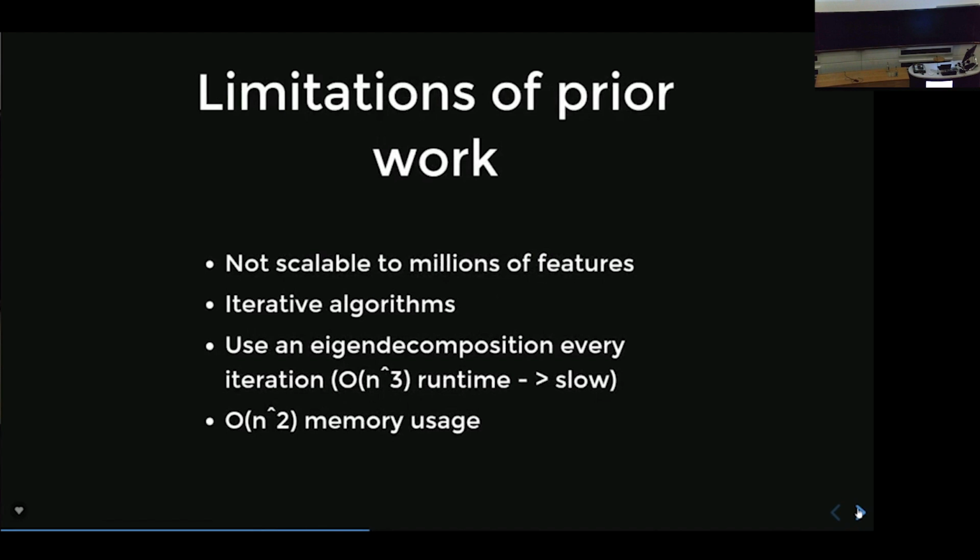So the limitations of prior work are that it's not scalable to millions of features as we need. They all present iterative algorithms. In every iteration, there's the need of an eigen decomposition. That means that the runtime for all those approaches that I was showing you is n to the power of 3, and the memory usage is n to the power of 2. In here, I'm assuming n and p are the same, okay?